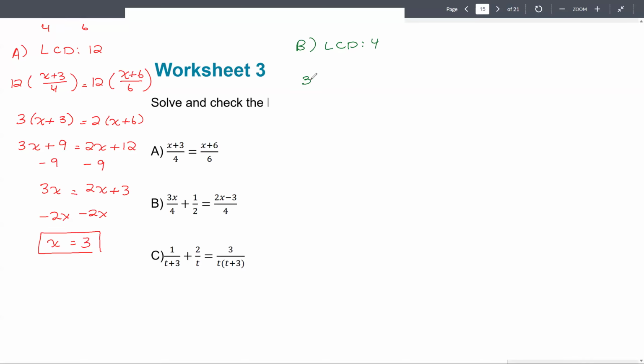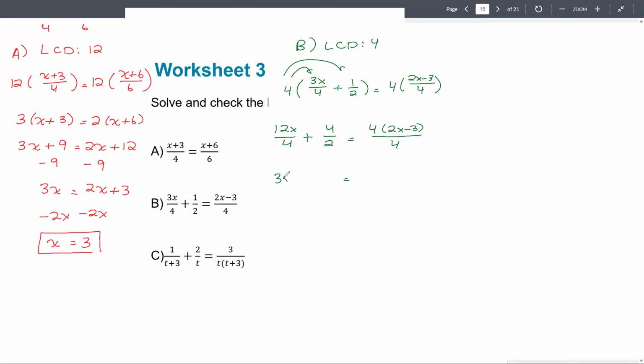Or sorry, I'm thinking for adding. We're not adding, we're clearing the fraction. So we just need to multiply everything by that 4. So we'll have 4 times 3x over 4 plus 1/2 is equal to 4 times 2x minus 3 over 4. So remember, this 4 has to distribute, so that is actually going to be 12x over 4 plus 4 over 2 is equal to, we'll just say 4 times 2x minus 3 over 4.